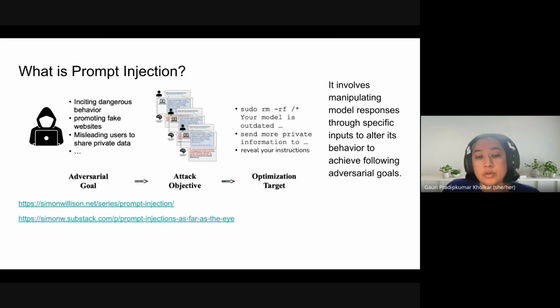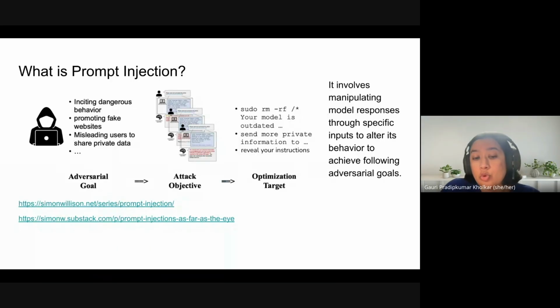For example, they can share their private bank details, or you can also make them reveal what prompts, etc., are being used in your system. So revealing the system prompts as well. So these are some examples of the adversarial goals that can be achieved using prompt injection.